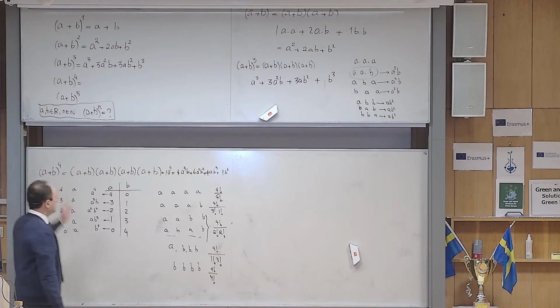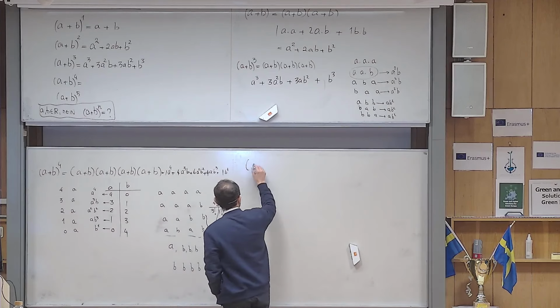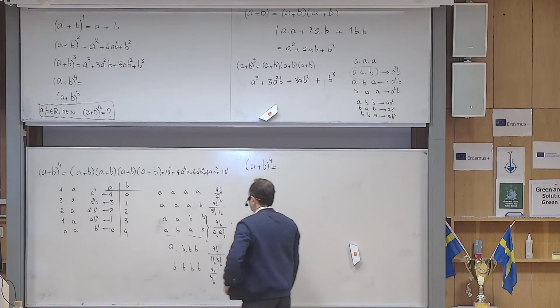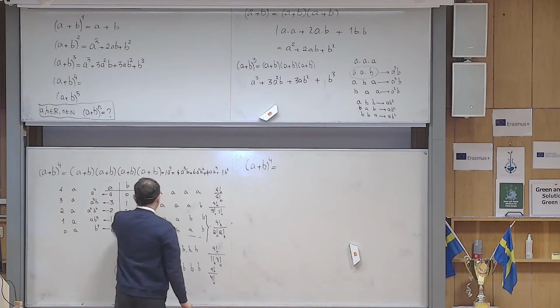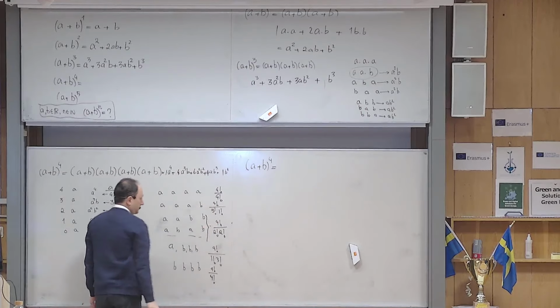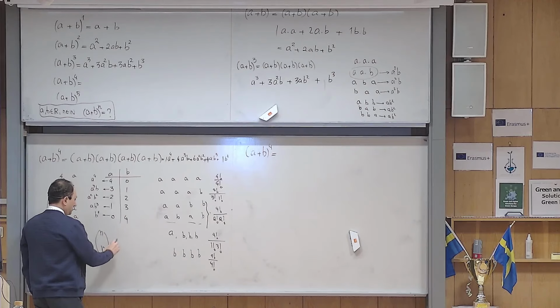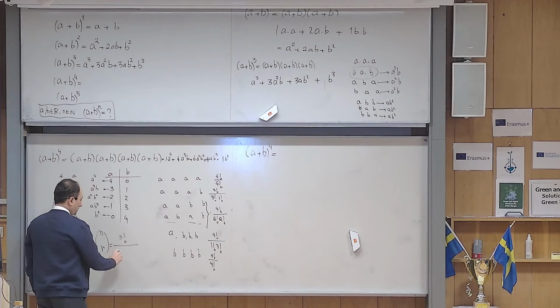Okay, so what we do, we can say that a plus b to the power of 4 is equal to. Here, I want to write the coefficients in a little bit different way. Do you remember this formula? We had n choose r is equal to n factorial divided by r factorial times the difference between them factorial. Yes?